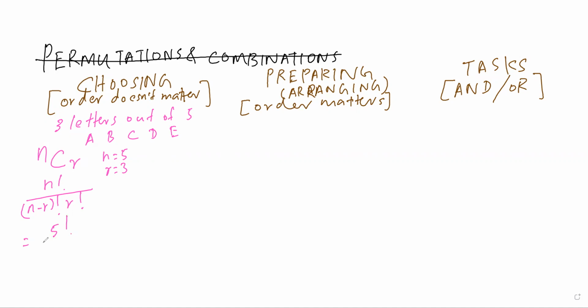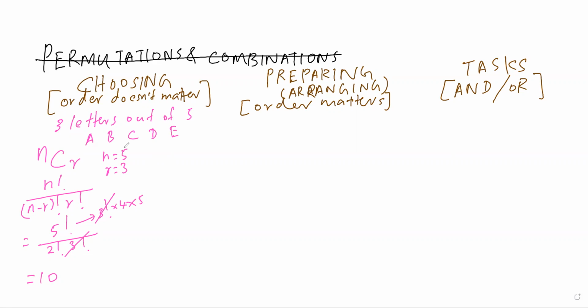So the final answer would be 5 factorial divided by (n minus r) which is 2 factorial, and r is 3 factorial. So therefore, this can be written as 3 factorial times 4 times 5. I always remember this way. So 3 factorial and 3 factorial cancel. This 2 factorial means 2. So 4 times 5 is 20, divided by 2 is 10. Okay.